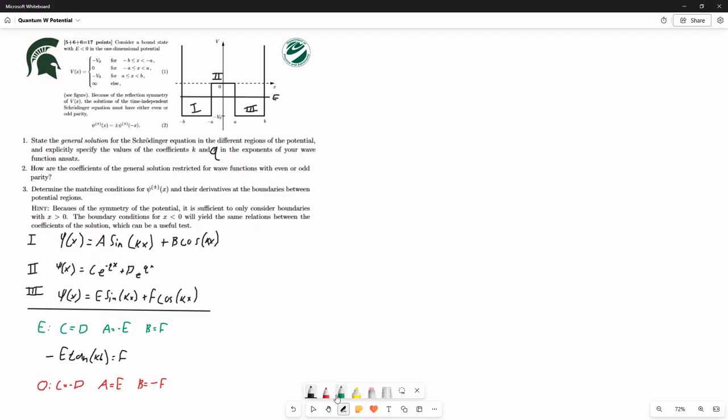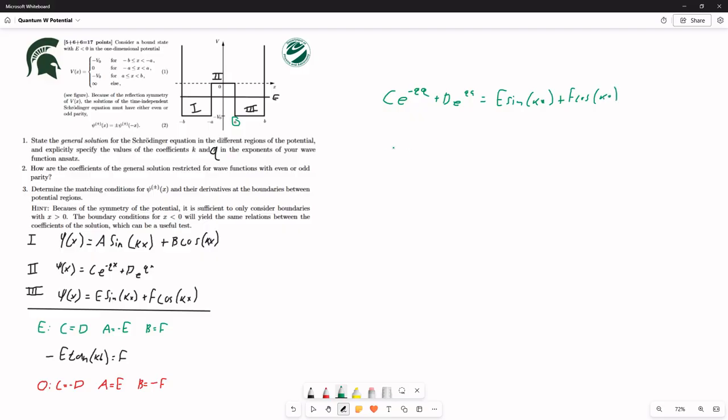Awesome. So looking again just at our even solutions, we only have one boundary that we haven't considered, and that is at x equal to a. So we are going to set region 2 equal to region 3. So we have c e to the negative qa plus d e to the qa, and that is going to be equal to e sine of ka plus f cosine of ka.